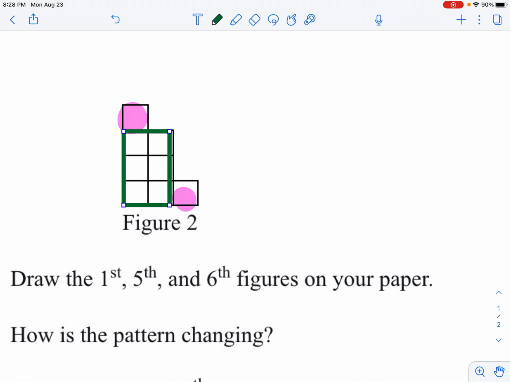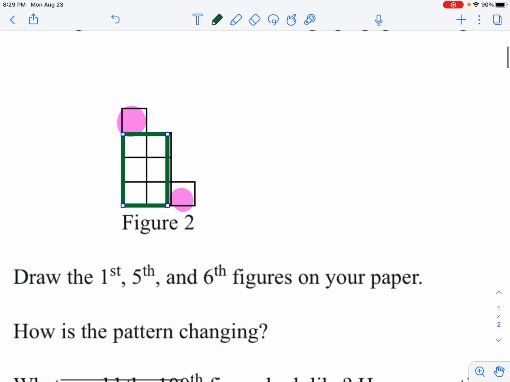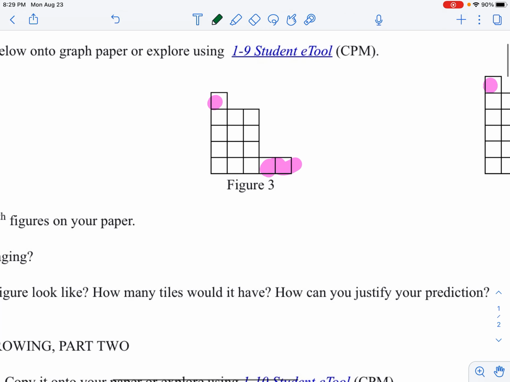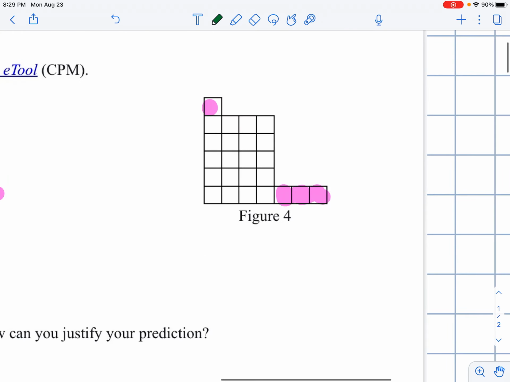Figure 2 looks like it's got a 2 by 3 rectangle. 3 this way, 2 this way. Okay. Figure 3 looks like the dimensions grow by 1 in each direction. So this goes 3 across here and 4 up. So figure 4, oh man, that didn't work. Try that again.